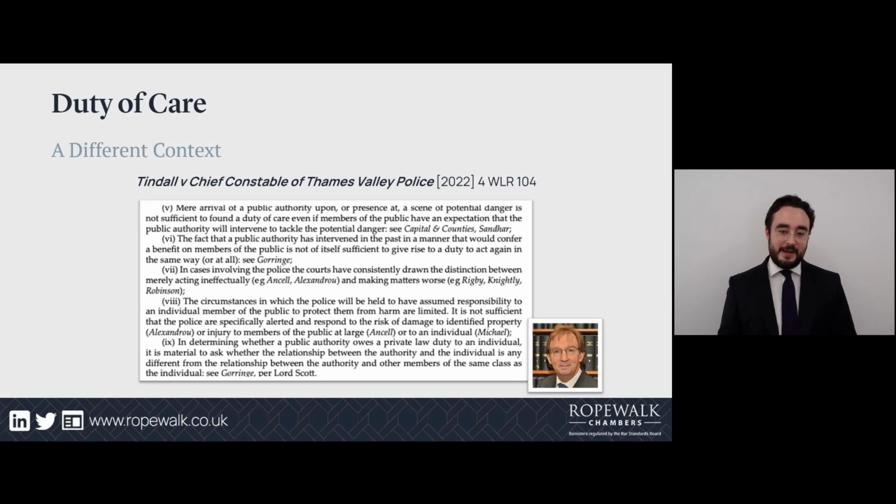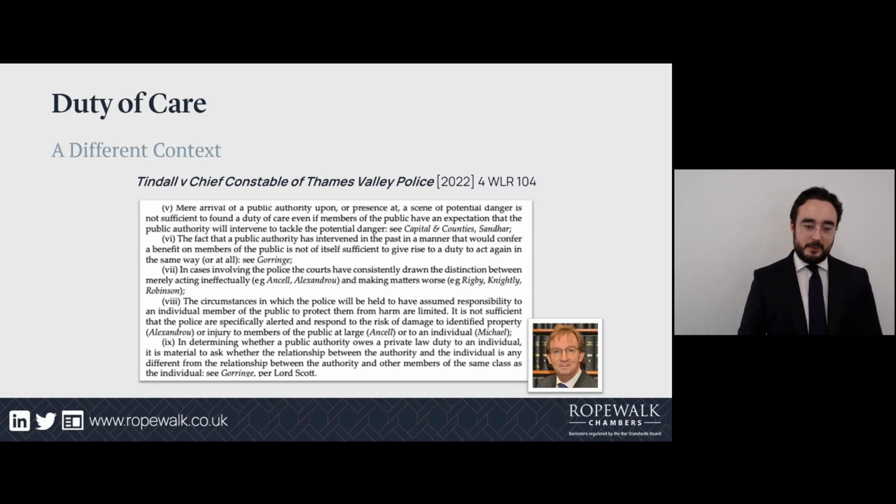Number 6, the fact that there's been an intervention in the past doesn't mean that there's any expectation, and certainly no duty, that they will intervene again in the future in the same way or at all. Number 7, a distinction between acting ineffectually and making matters worse. On the one hand, you're failing to confer a benefit. On the other hand, you're causing harm, making matters worse. So quite a stark dividing line between those two concepts that might, on the face of it, seem to be two examples on the same spectrum, but confirming that they're not.